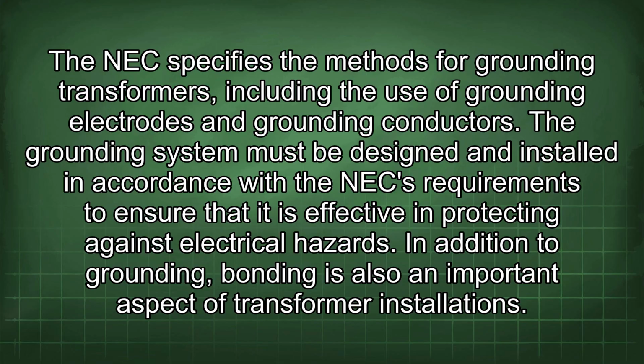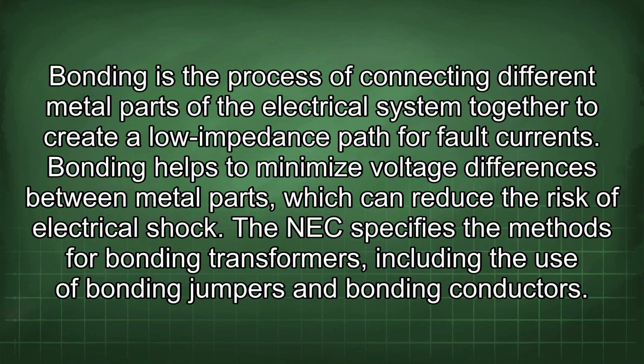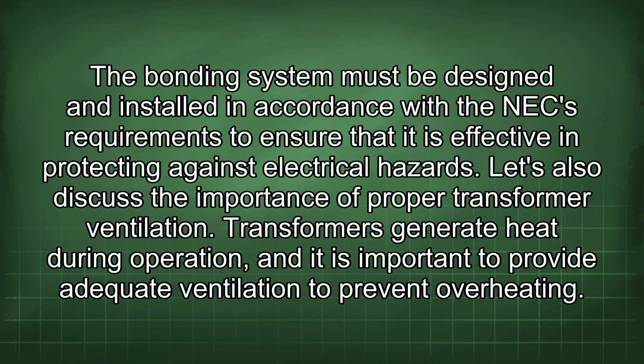In addition to grounding, bonding is also an important aspect of transformer installations. Bonding is the process of connecting different metal parts of the electrical system together to create a low impedance path for fault current. Bonding helps to minimize voltage differences between metal parts, which can reduce the risk of electrical shock. The NEC specifies the methods for bonding transformers, including the use of bonding jumpers and bonding conductors. The bonding system must be designed and installed in accordance with the NEC requirements to ensure that it is effective in protecting against electrical hazards.